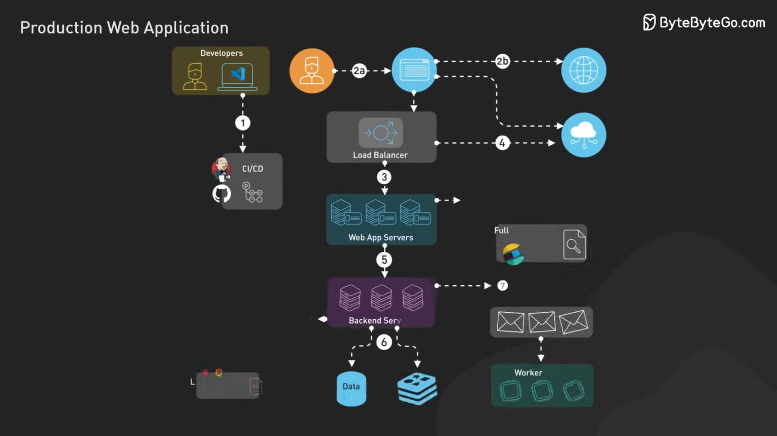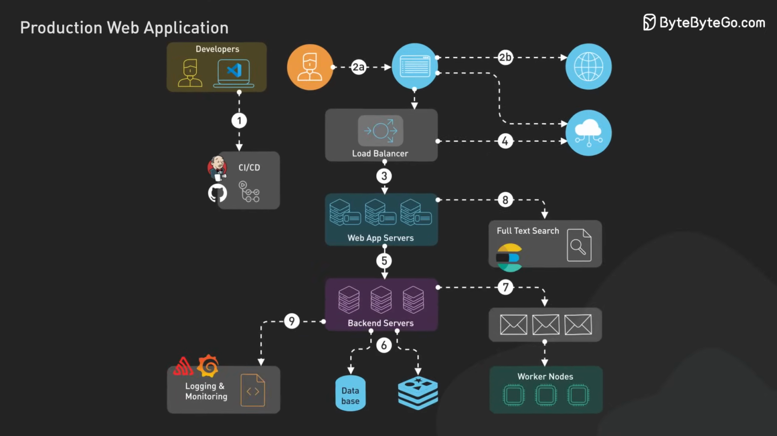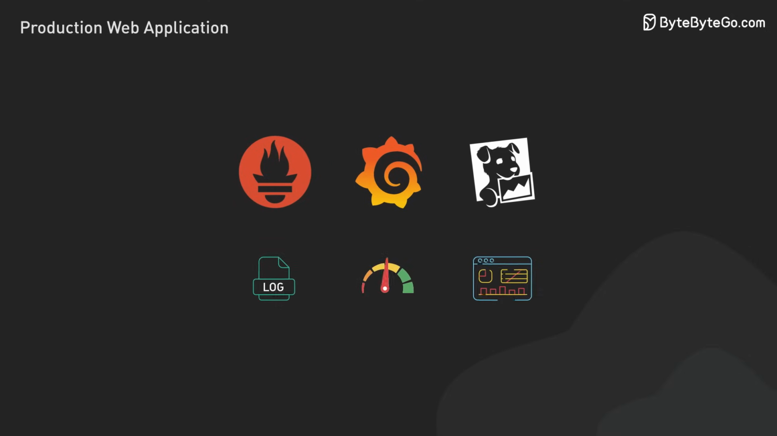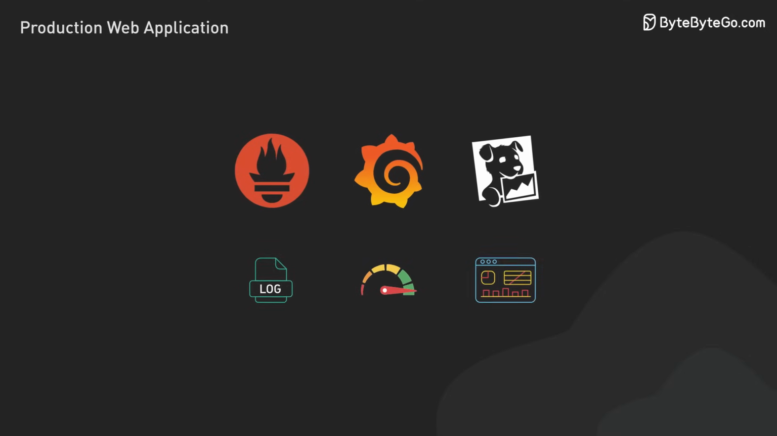With all these moving parts, solid monitoring is critical. Tools like Prometheus, Grafana, and Datadog help track everything: logs, performance metrics, and resource usage. This catches issues before they impact users.